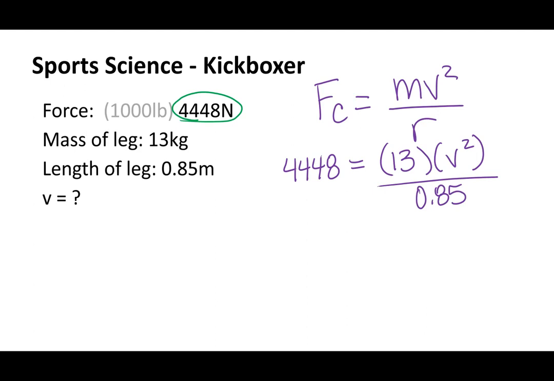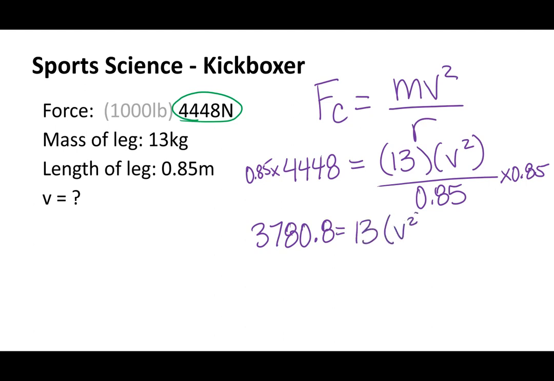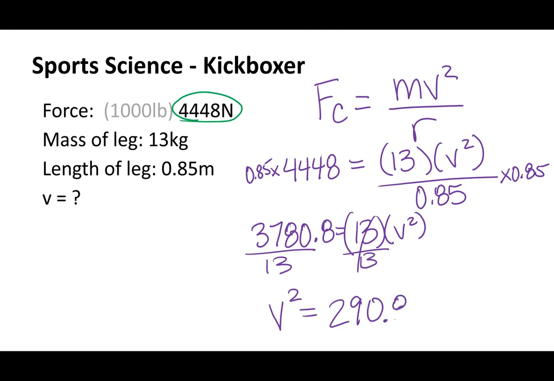All right, so let's do the math. First thing I'm going to do is multiply this 0.85 over. So 4,448 times 0.85 gives us 3,780.8 equals 13 times v squared. And then next step is we're going to divide by 13. That gives us v squared is 290.83 with some more digits, but we're just going to stop there for now.